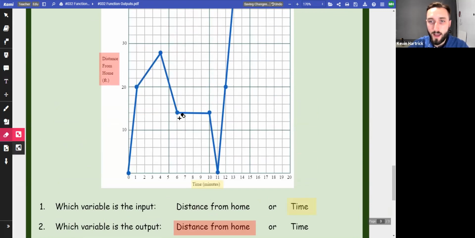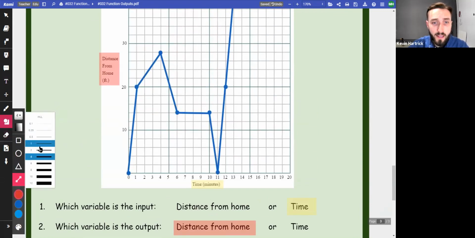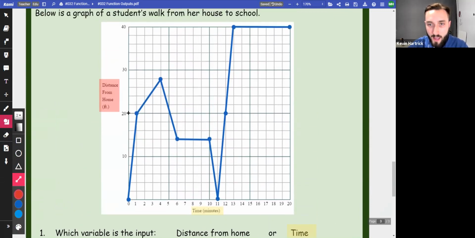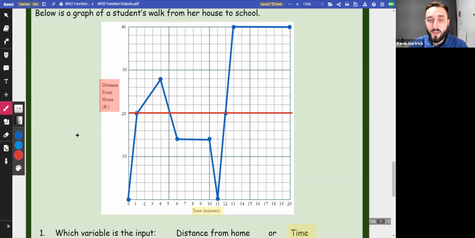So let's take a look at that. 20 feet away would be right here on the graph. And I'm going to make a line that goes all the way across because we need to take into account all of the times that she was 20 feet away, right? So each x value here has a unique y value, but this y value 20 has more than one x value associated with it, right? She was 20 feet away at this point right here. She was 20 feet away from her house when she was at this point right here. And she was 20 feet away from her house when she was at this point right here. So at 3 different times during this journey, she was 20 feet away from her house.